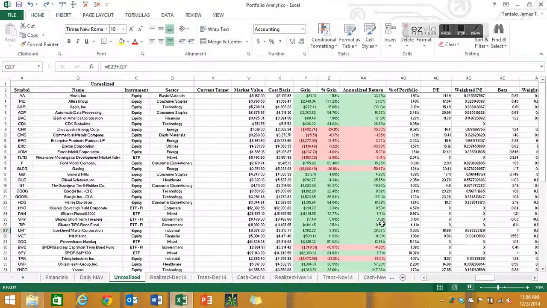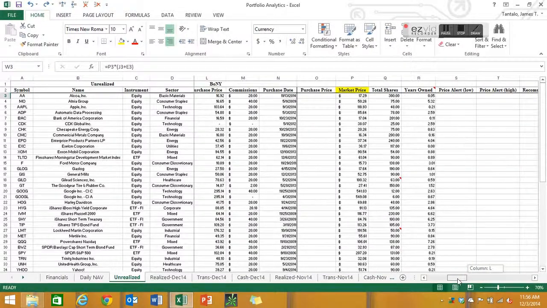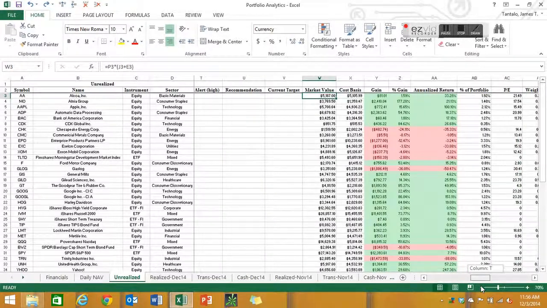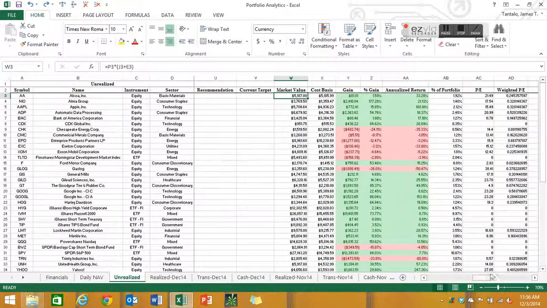Now, as we move into more of the analysis and not just historical and current market data, again, we have our market values. This is basically added from these two columns. So you add column K and column F together, and you'll reach column W.